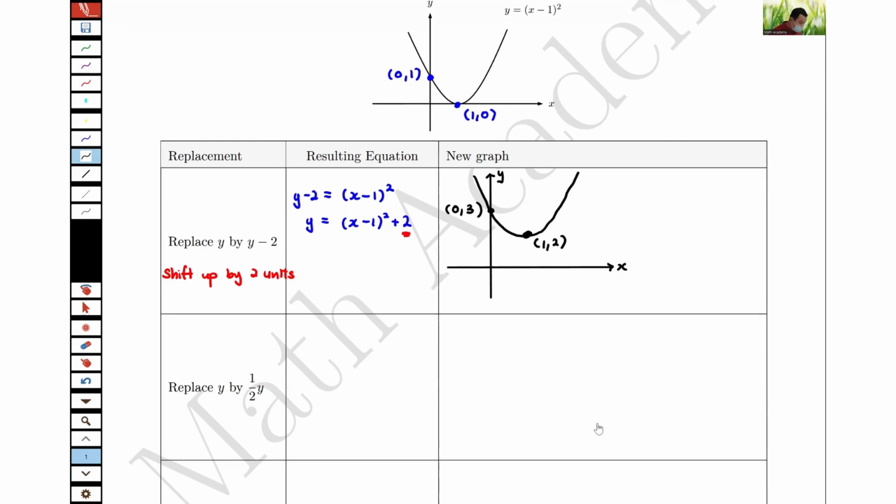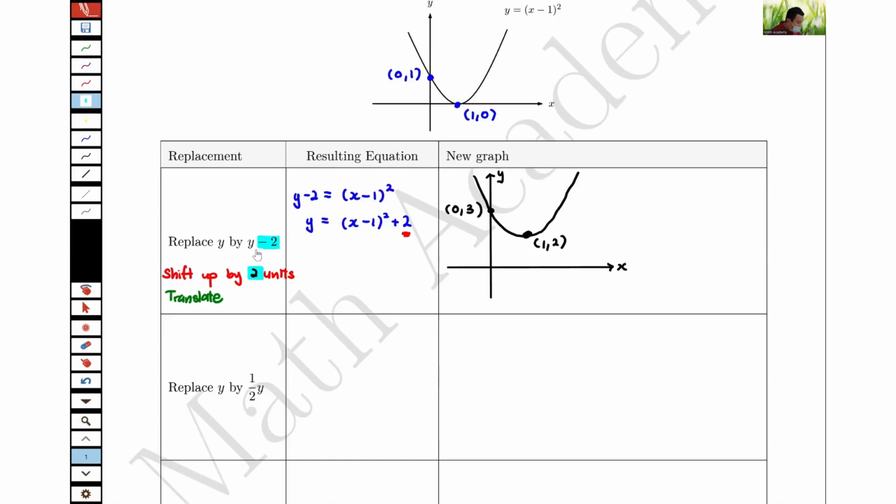Now there is a name for shifting the graph. We call this a translation. We translate the graph. And you note also on the sign. Now, when we do replacement, it was negative, but we didn't move the graph in the negative direction. We actually moved it up in the positive direction by 2.